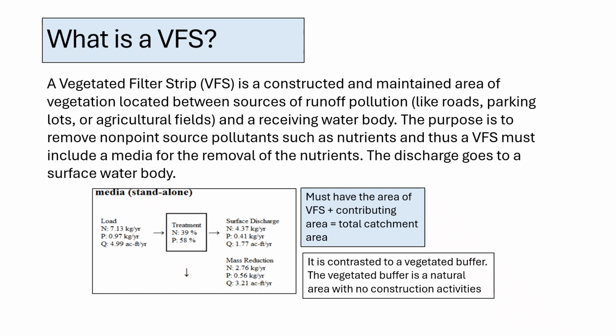For most assessments of effectiveness, the VFS is considered a standalone system because its area, combined with the contributing area, makes up the total catchment area. It's important to differentiate a VFS from a vegetated buffer. While both involve vegetation, a VFS is a constructed area that has been impacted by human activities, whereas a vegetated buffer is typically a natural area with no construction or significant human alteration.